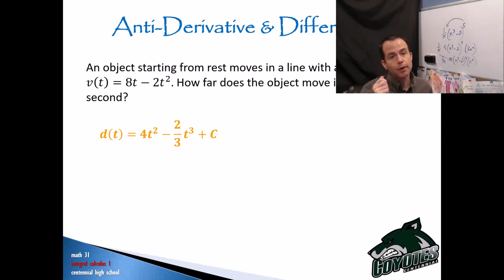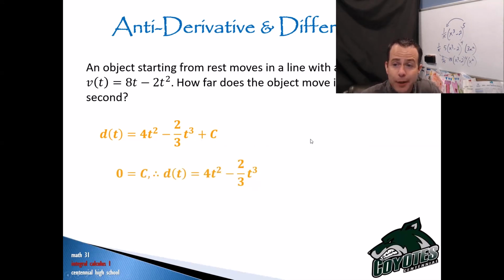So I need to think about my c value. But what do I know? I know that at time 0, my displacement is 0, okay? Because I started from rest. So if at time 0 my displacement has to be 0, then c has to be 0, because this would be 0 minus 0. I need this to be 0 as well in order to keep it at 0. Okay, so my equation becomes d of t equals 4t squared minus 2 over 3 t cubed.